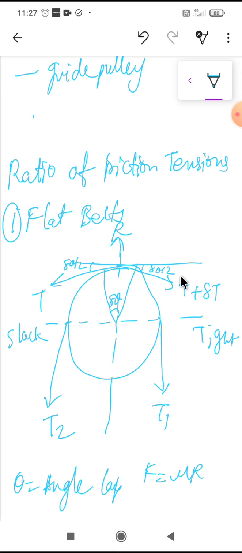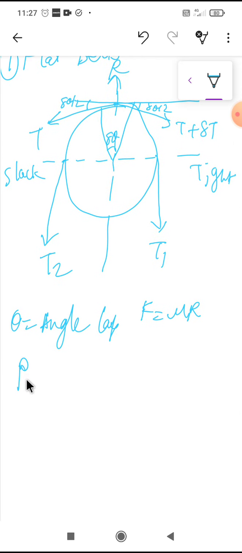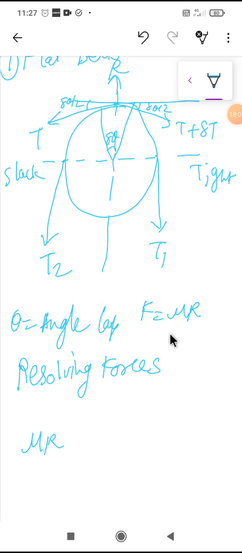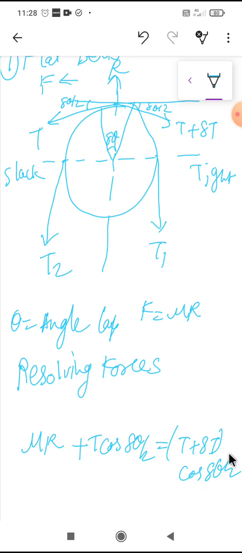So let's resolve the forces on the left and on the right. Here the friction force mu R acts, plus T cos delta theta by 2, on the left-hand side. On the right-hand side it is T plus delta T into cos delta theta by 2.